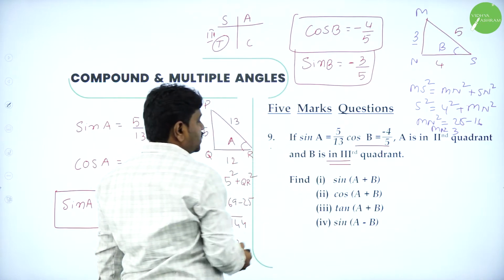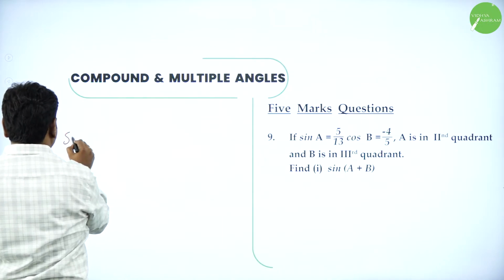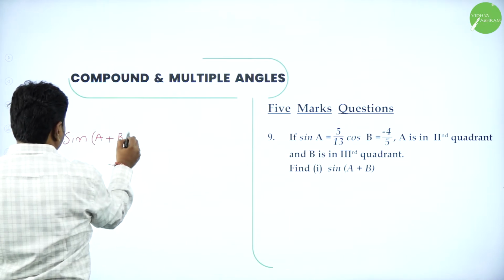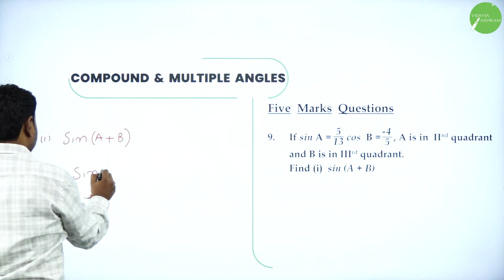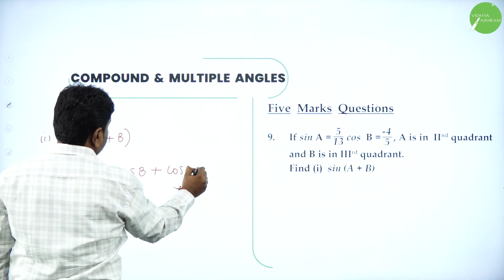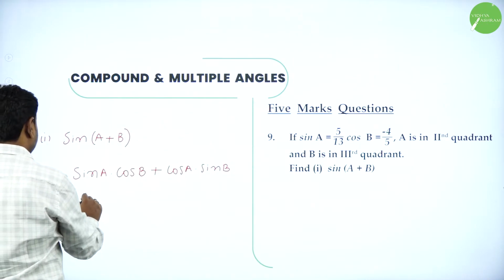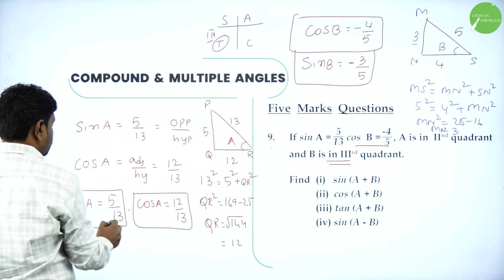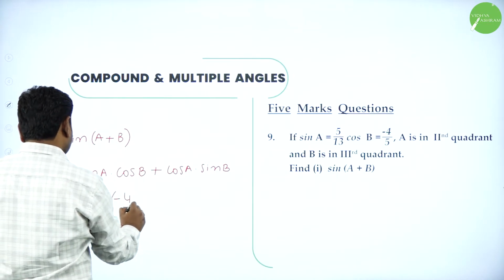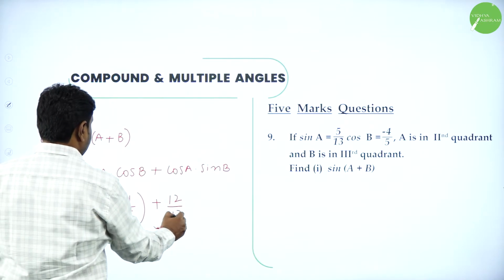Now they want you to find sin of A plus B. So we'll go to the first problem. Sin of A plus B. What is sin of A plus B, dear students? All of you know that. Compound angle sin of A plus B is sin A cos B plus cos A sin B. So now substitute the values. What is the value of sin A? Sin A is 5 by 13 into cos B. Cos B is minus 4 by 5 plus cos A. What is cos A? 12 by 13 into sin B.